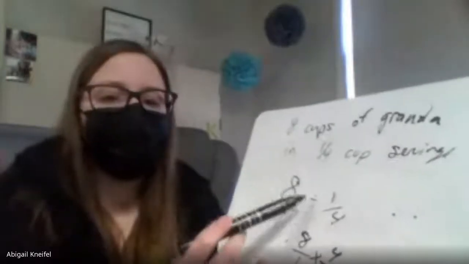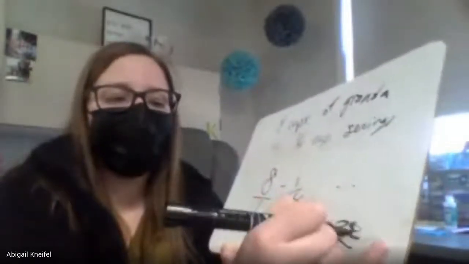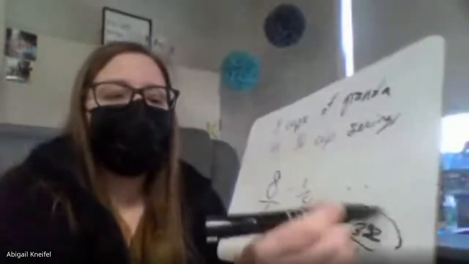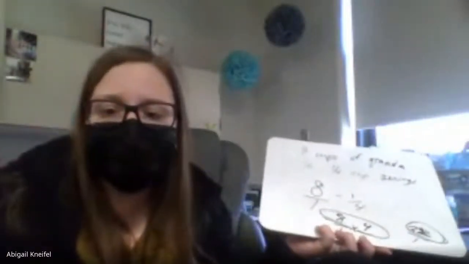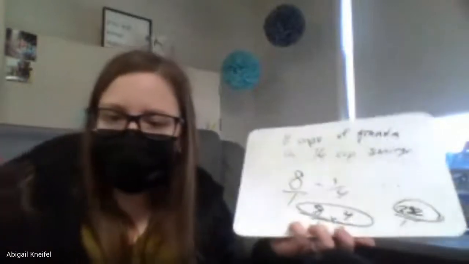So then we do the multiplicative inverse, which is when we change our division symbol to multiplication. 4/1. 8 times 4 is 32. 1 times 1 is 1. So our answer should just be 32. So he was able to get 32 servings of granola. I'm seeing correct answers. 32 servings of granola.